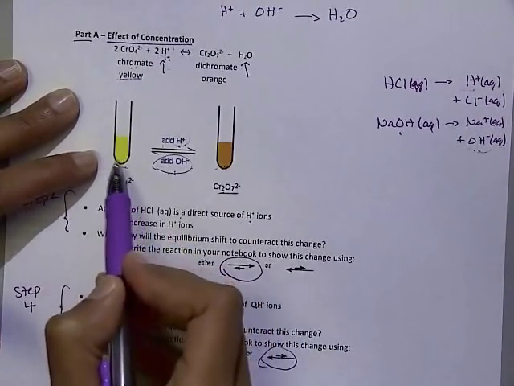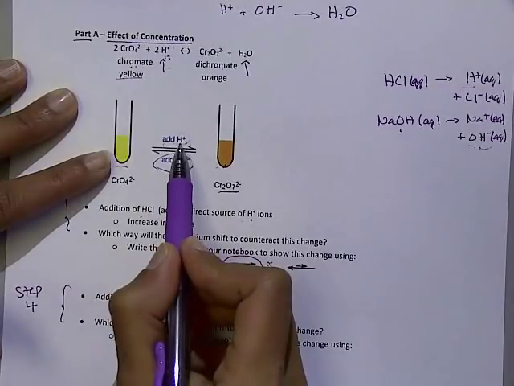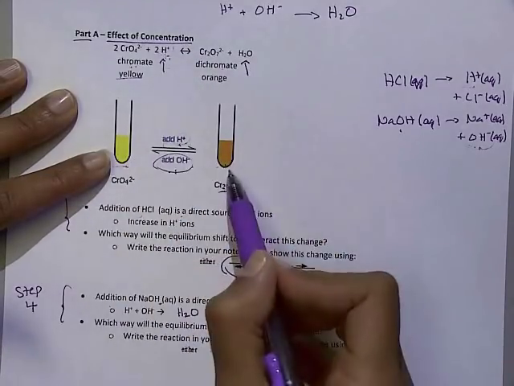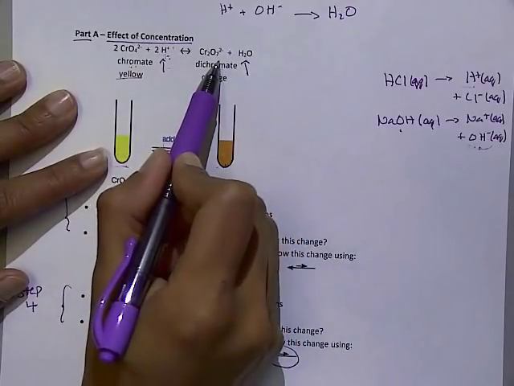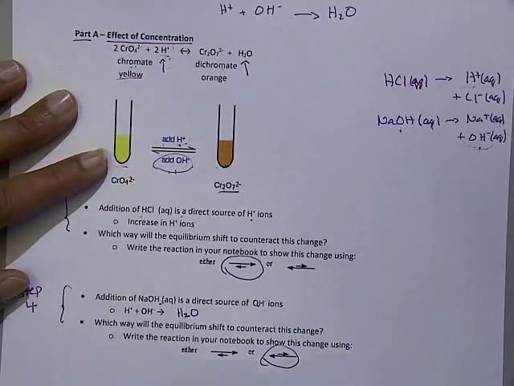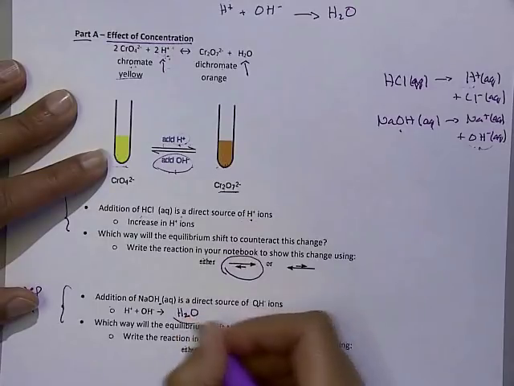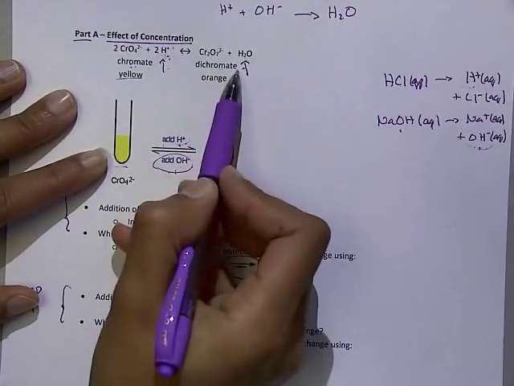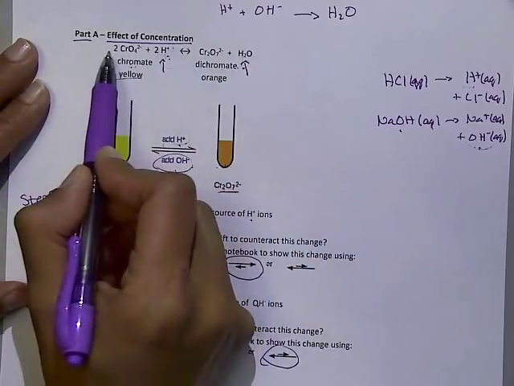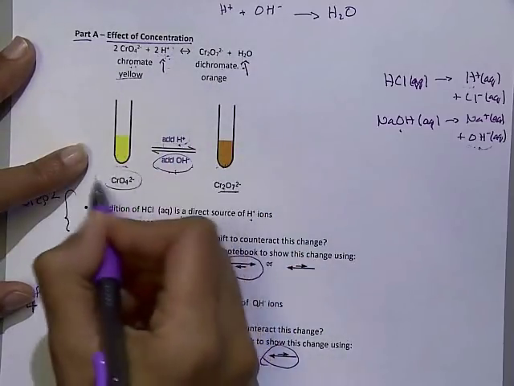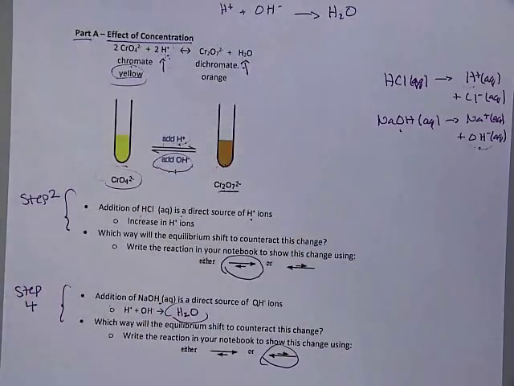So initially, by adding protons, by adding acid, you're going to produce more dichromate because your equilibrium is shifting towards the right to produce more dichromate. When you add OH ions, you're indirectly adding water, so we're increasing this concentration, therefore the equilibrium is shifting to the left, and you're going to see a color change back to yellow in your test tubes.